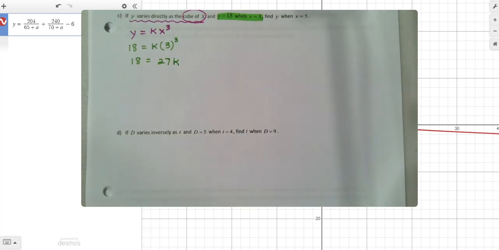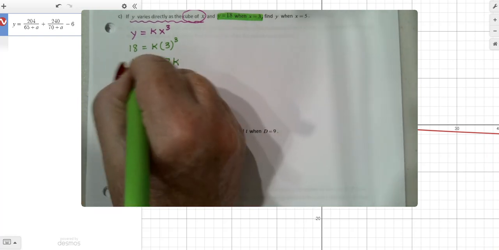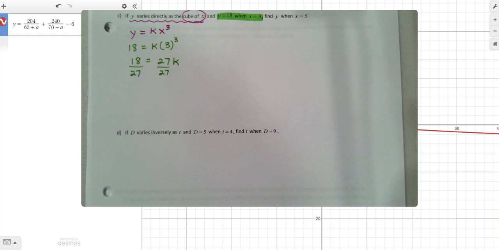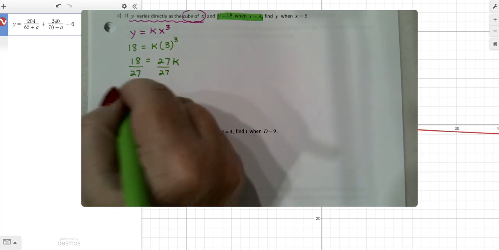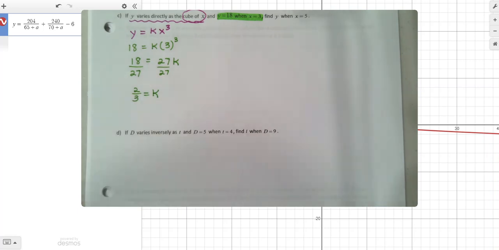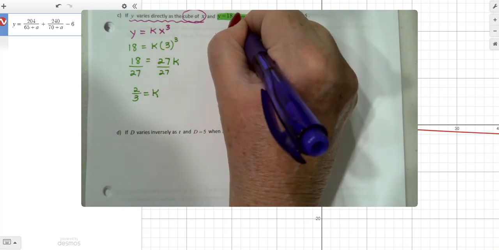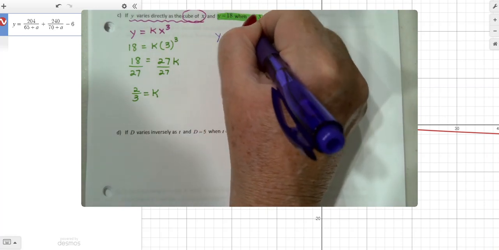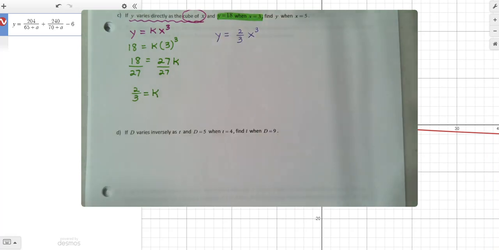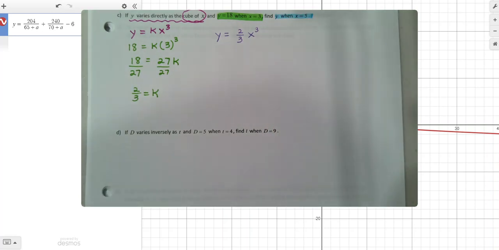If I divide both sides by 27, see, was that reduced to 2/3? For my k value this time. So this time my equation becomes y equals 2/3 x cubed. All right, I now know k, so I can solve the problem. Find y when x is 5.